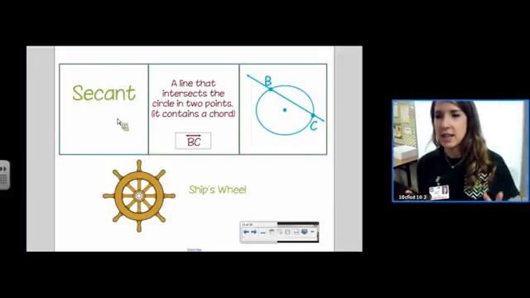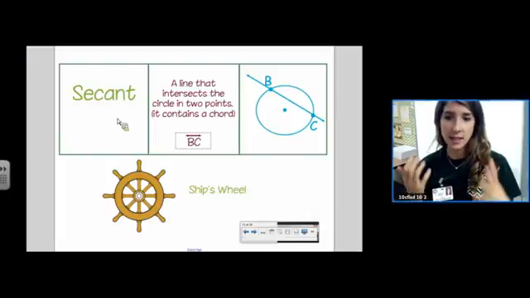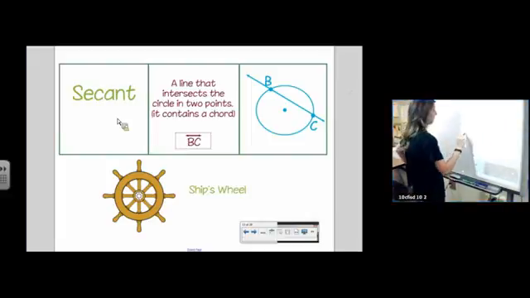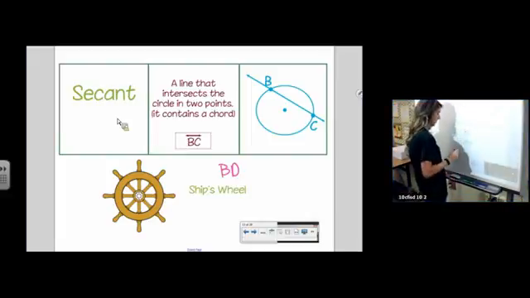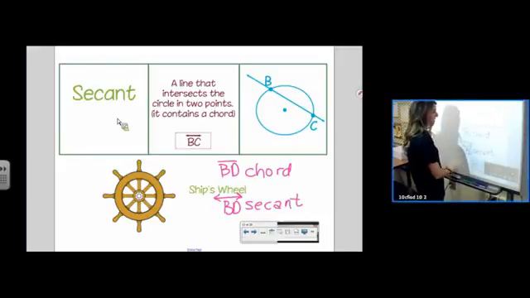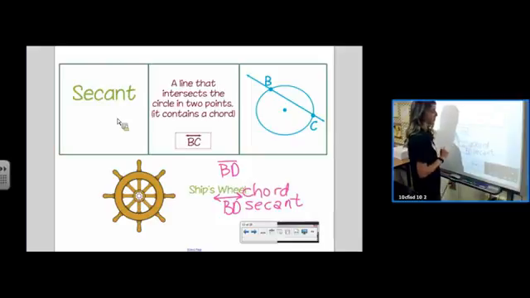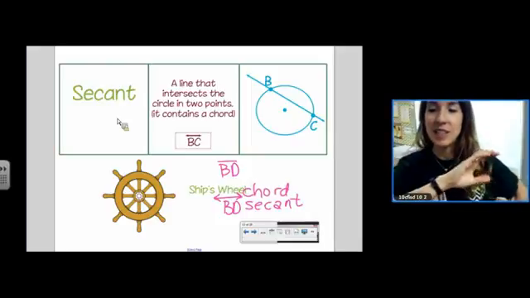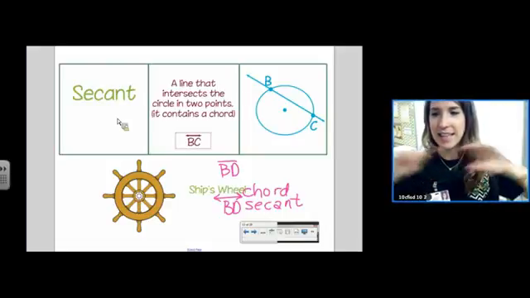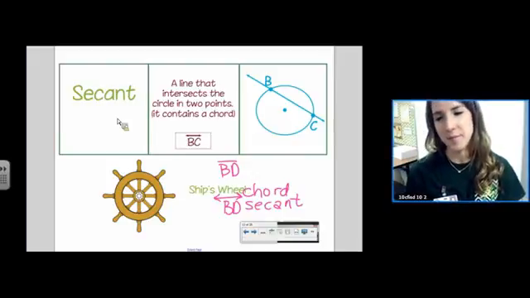Literally the only difference is a chord has endpoints and a secant does not. A lot of people get chord and secant mixed up. So let me tell you a little trick. We'll just pretend that it was BD. So this is our chord. Now, secant doesn't beat chord by much. It only beats it by 1. But a secant, that word is longer than chord. So a secant is longer than a chord. A chord has a beginning and an end, and a secant goes on forever. People get these words mixed up a lot.